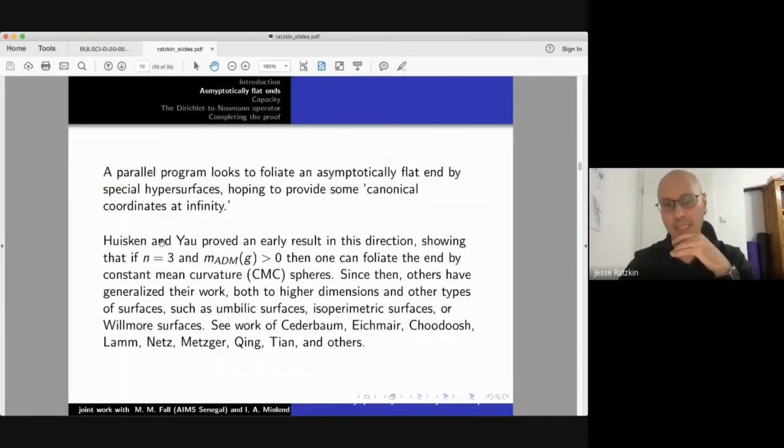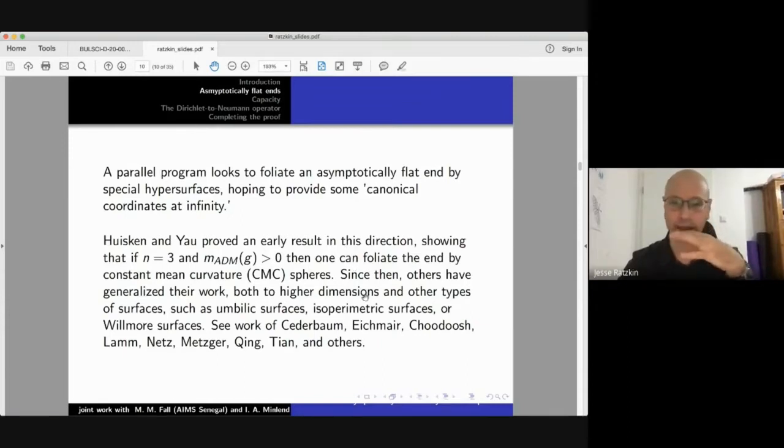So a model for this is a theorem of Huisken and Yau from, I think, 1995. And what do they show? They show that when the dimension of the manifold is 3 and the ADM mass is positive, one can foliate the end by constant mean curvature spheres. And their theorem is actually much more robust. They show that this foliation is unique, and that as the radii of the spheres go to infinity, the centers converge. So the spheres don't wobble all over the place.